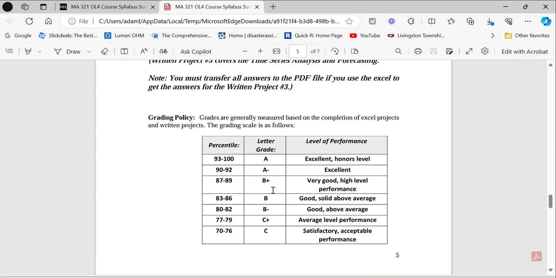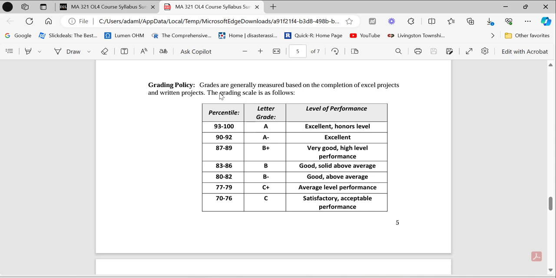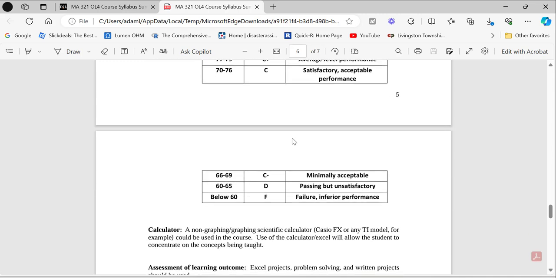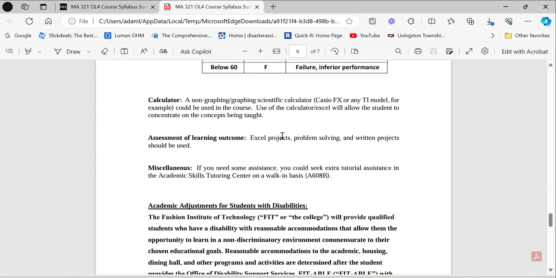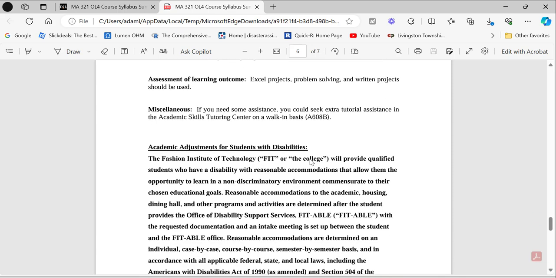And then grading policy, I just followed the grading policy from the registrar's office, right? 93 to 100 is A, right? 90 to 92 A minus, etc. Then you are allowed to use a calculator, a non-graphing or graphing scientific calculator, like Casio fx or any TI models. It's good for the course. And then you'll be assessed by Excel projects, problem solving, and written projects, right?